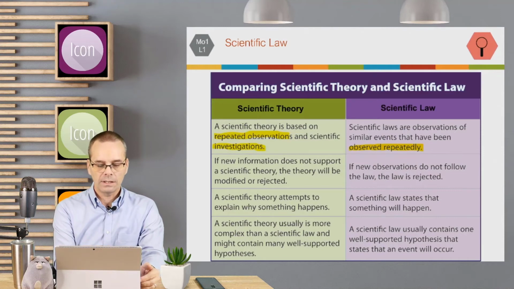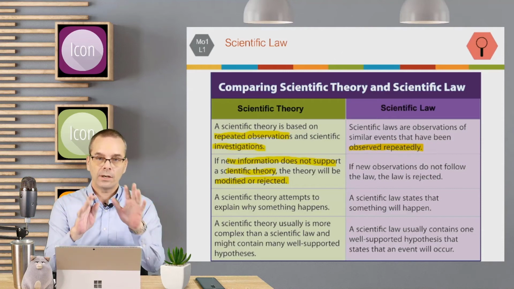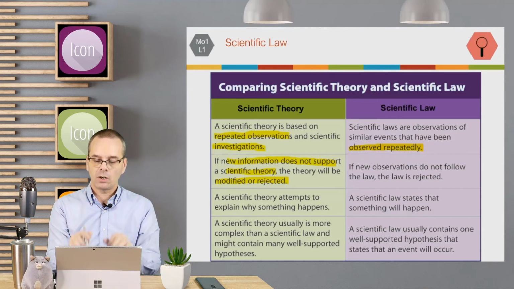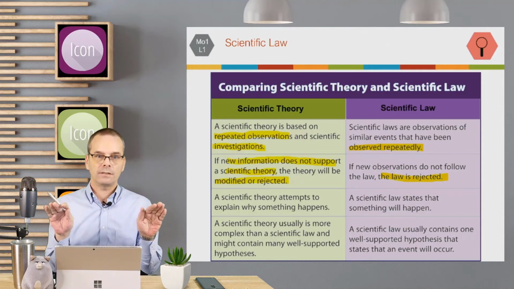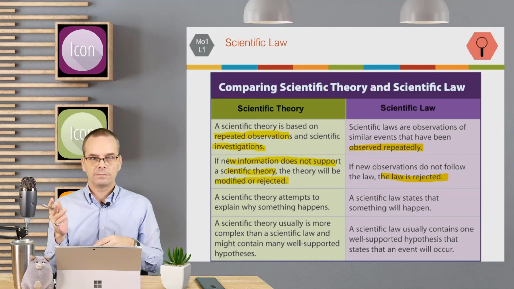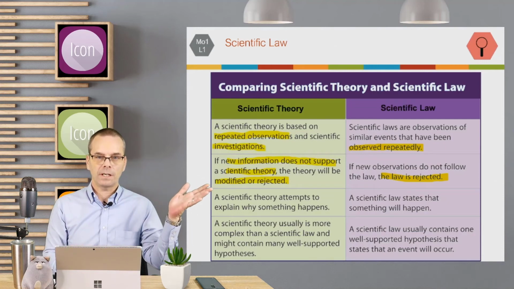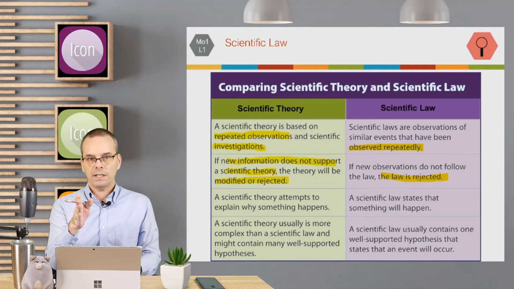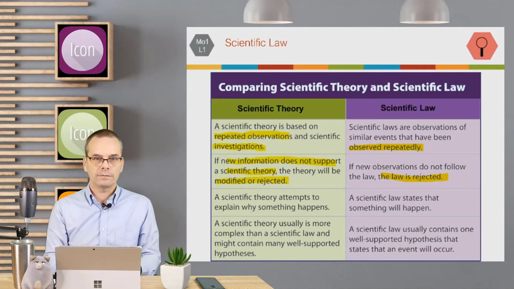Now, if new information does not support it, right? It is modified or rejected. The scientific theory will change. Now, in scientific law, if the observations do not follow the law, then the law is rejected. It's not modified, like a scientific theory can be modified. If they observe something different, then the law is no longer valid. It's no longer a rule.